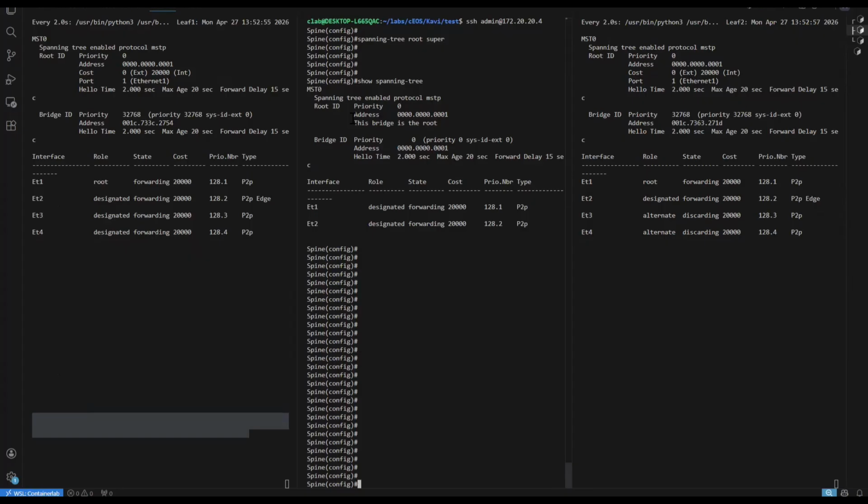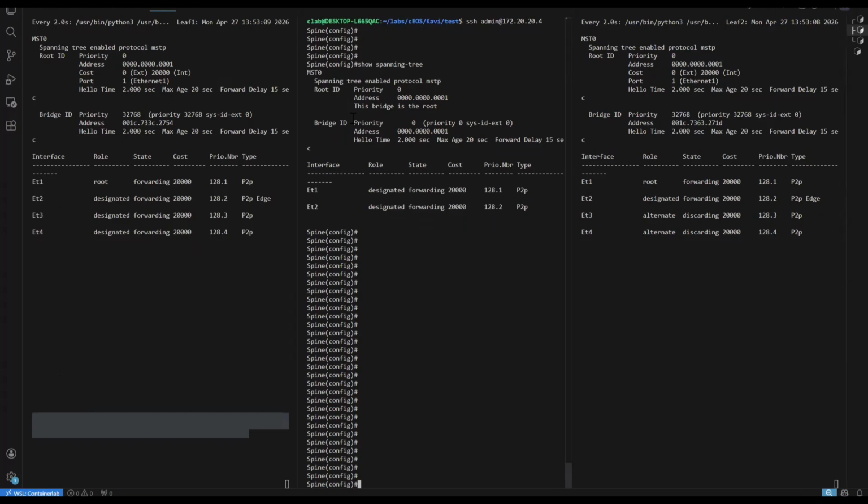So now I'm going to keep the spine as the root bridge of this network. I'm not going to change anything on the spine now, so I'm going to leave it. I'm going to keep spine as the super root of this network. Okay, so next, this is use case 1. Use case 1 is completed. Test case, let's say test case 1 is completed.